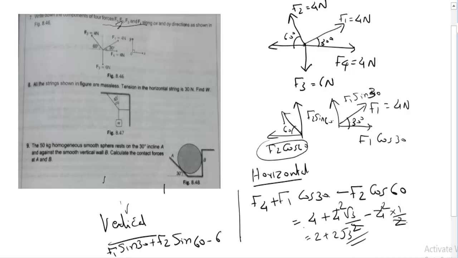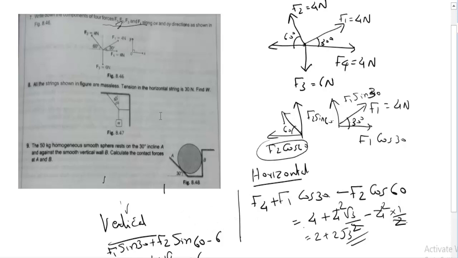F1 value is 4, sin 30 is 1 by 2, F2 is 4, sin 60 is root 3 by 2, minus 6. So while you are solving, you will be getting the final answer. Clear, children? This is how we will be finding out the forces.